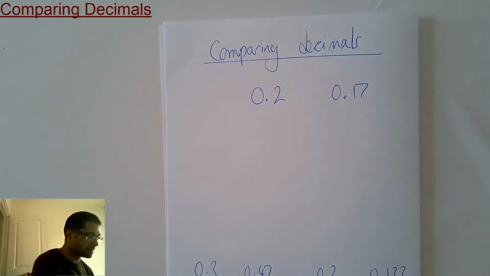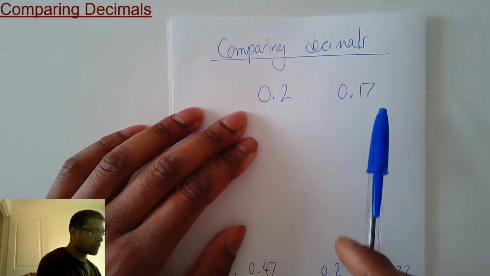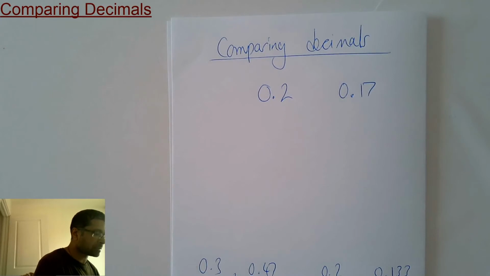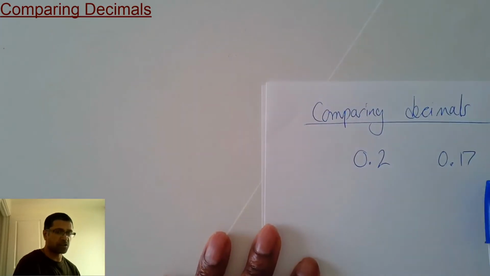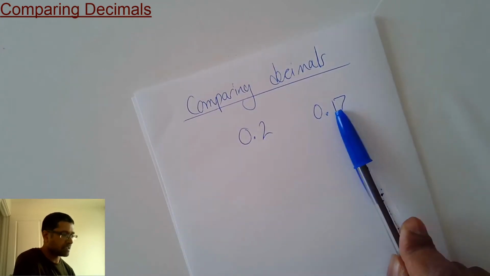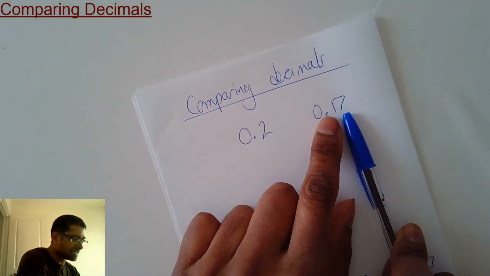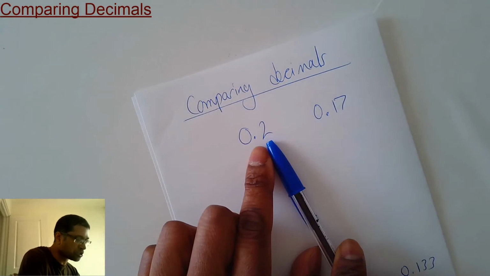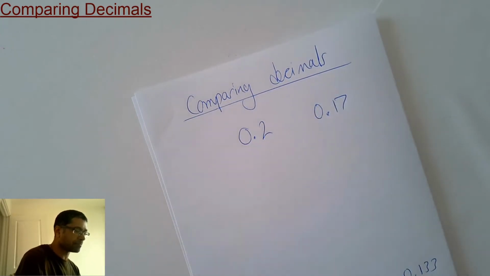Right, comparing decimals, 0.2 and 0.17. Which one is the biggest? You might assume that 0.17 is the larger one because to you it looks like a 17, and that's only a 2. So it seems like that one is bigger, but it's not.